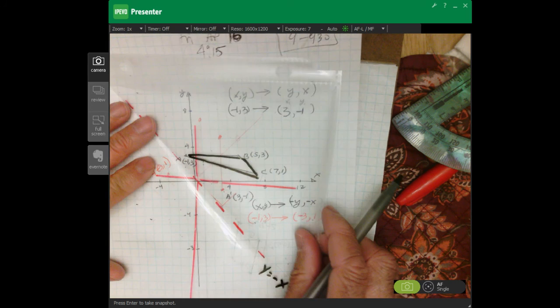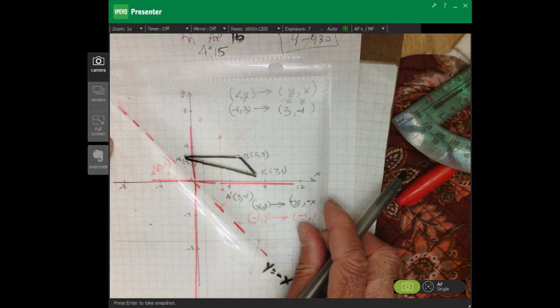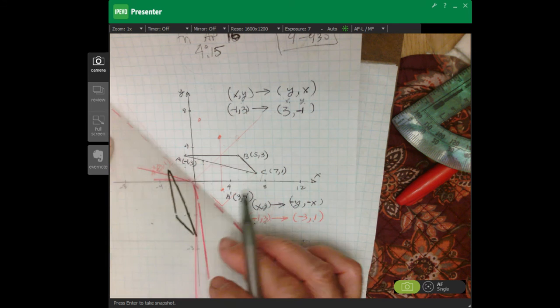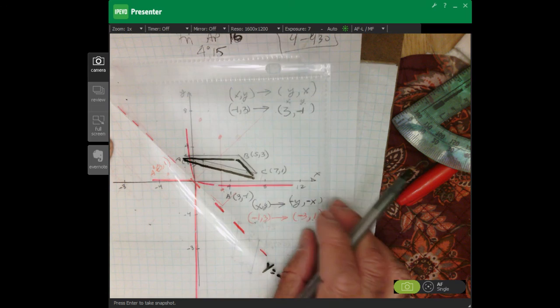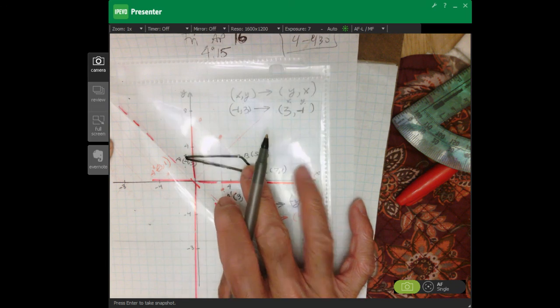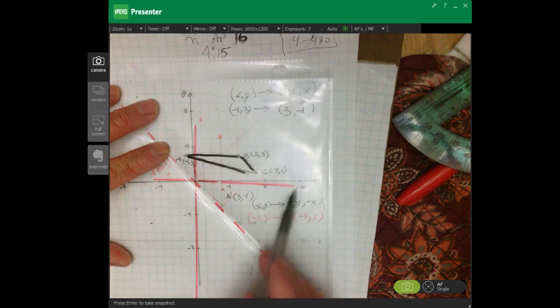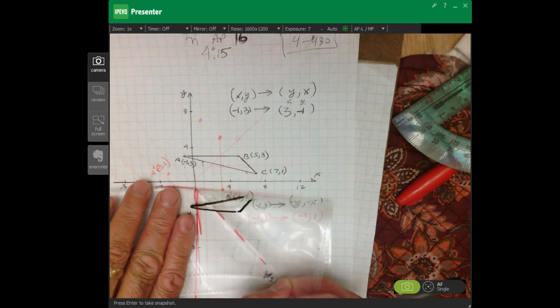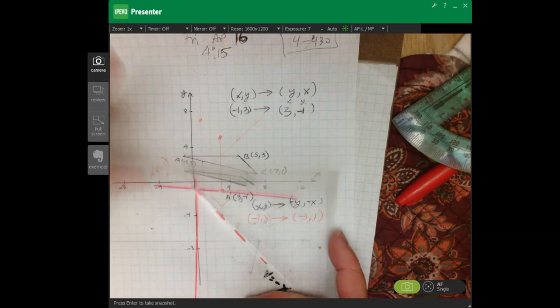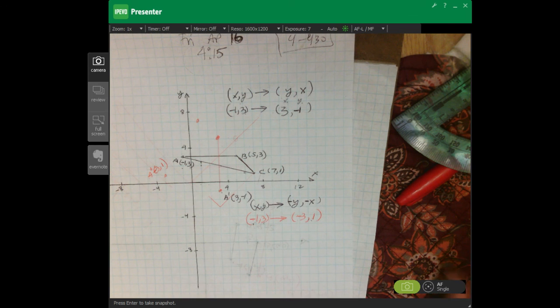Once again, a reflection can be thought of as a flip, and you can flip it by folding. That's what's happening when you reflect. Okay? If we were flipping across the x-axis, then it would just go like that. So it's a flip no matter which one you're doing. I hope that helps.